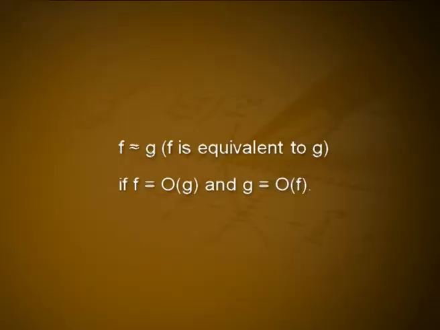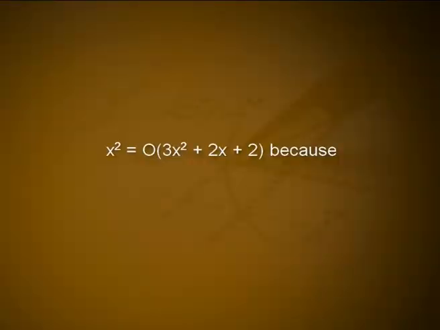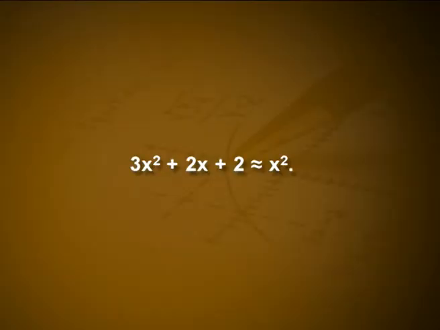We say that f is equivalent to g if f = O(g) and g = O(f). Example 2. x² = O(3x² + 2x + 2) because x² is less than or equal to 3x² + 2x + 2 for x greater than or equal to 0. Then we could say that 3x² + 2x + 2 is equivalent to x².